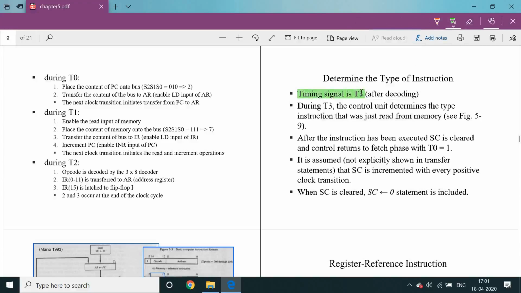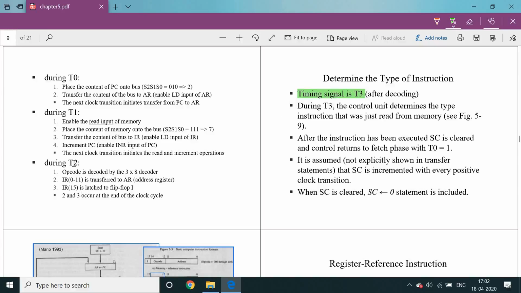Timing signal T3. After decoding, the program counter address is initially stored into the address register. From the memory, the 16-bit instruction code will be stored into the IR register. PC is incremented. So the complete instruction register fields are decoded like this.